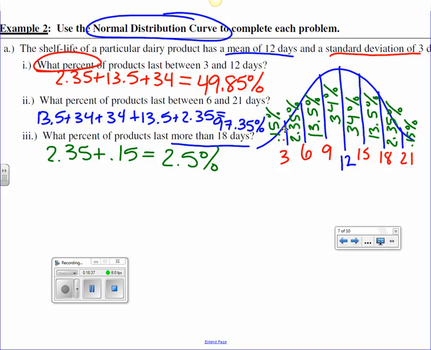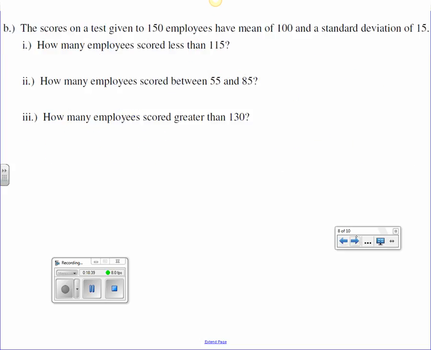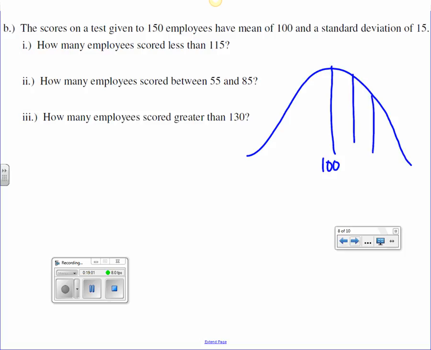Okay. All right. On the next one, the scores on a test given to 150 employees have a mean of 100 and a standard deviation of 15. So in the middle, Ashley, what number would go in the middle? 100. And then you just do 3 lines, 1, 2, 3, and 1, 2, 3. Every time. It doesn't matter what it looks like.